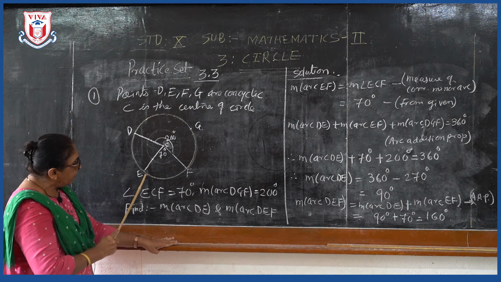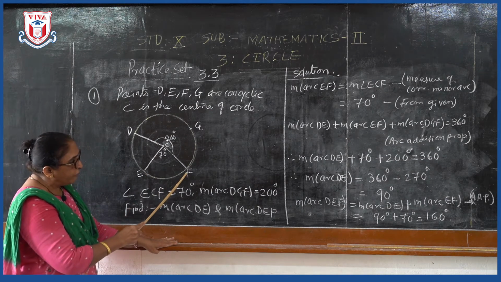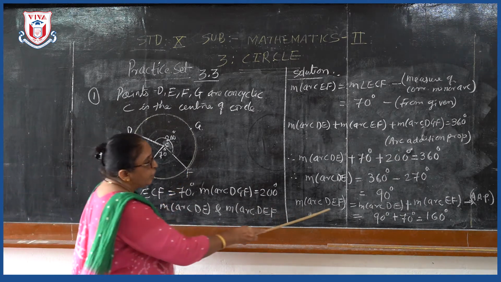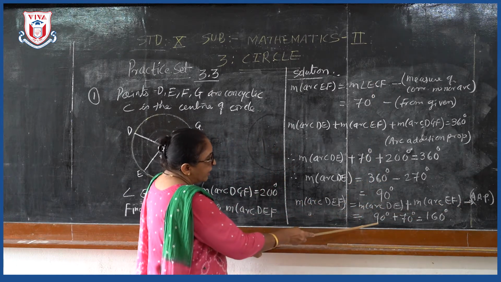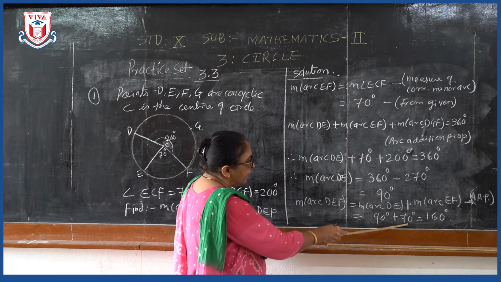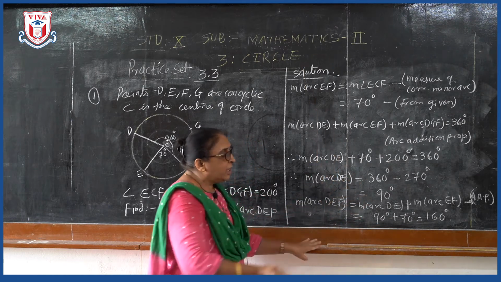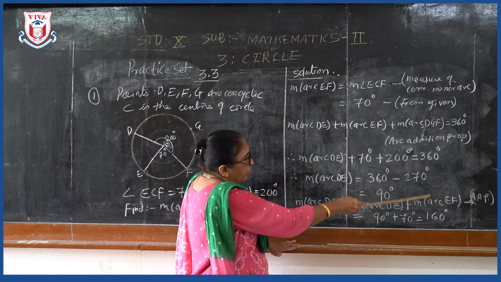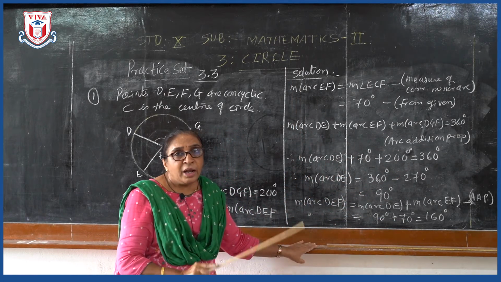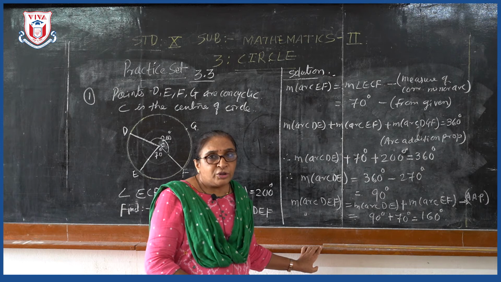Now for the third question, arc DEF will be equal to arc DE plus arc EF by the arc addition property. Arc DE is 90 degrees and EF is 70, so their sum is 160 degrees. In this way we can apply the properties which we have learnt and solve the question.